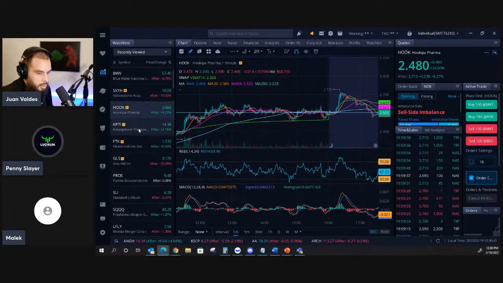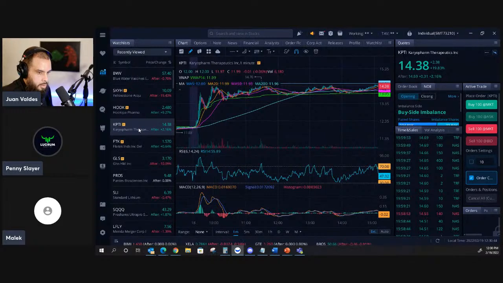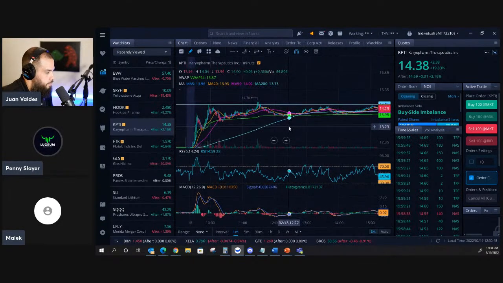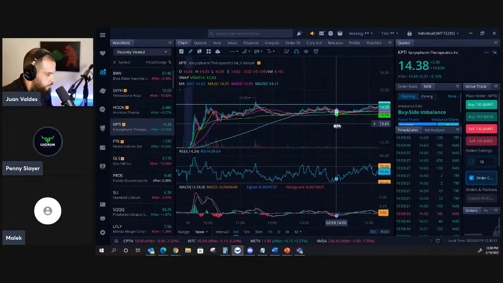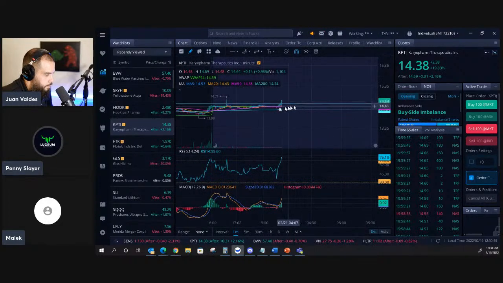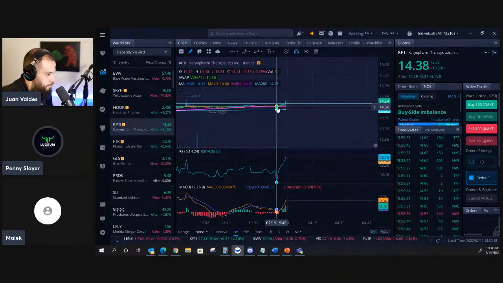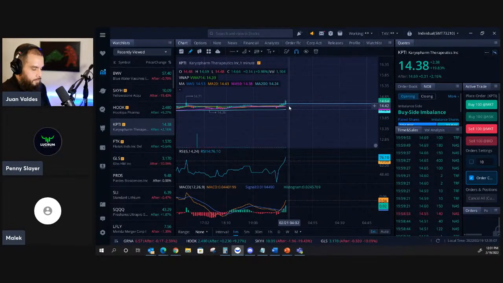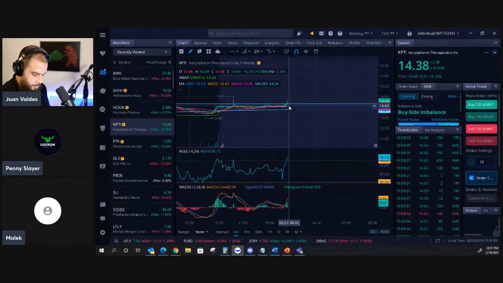All right. So there's a play here that I've been doing a lot of research on. KPTI. Just looking at the charts here, it had its run up. It had its time in the sun. But if you look at the way it closed yesterday after hours, I think you could see some potential confirmation here leading into tomorrow, meaning potentially some new highs for this stock. So keep KPTI on your radar.